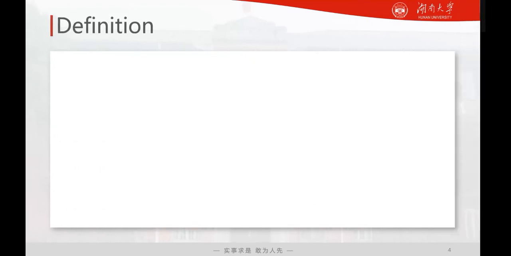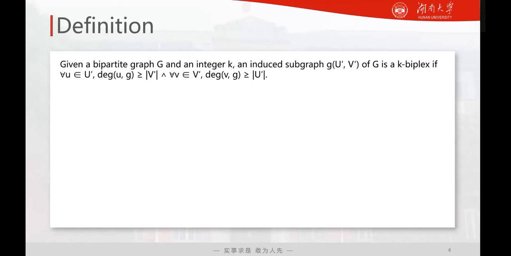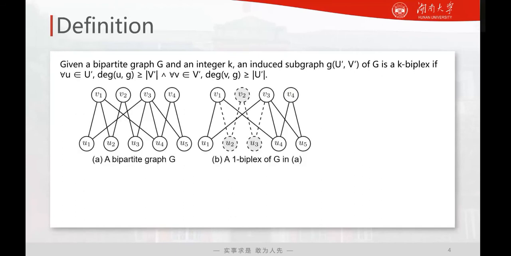Now we give a formal definition of k-biplex. Generally speaking, in a k-biplex, each vertex can lose up to k connections compared with a biclique. For example, the number of vertices in the U and V sets of the graph shown in Figure B is 3. Let k equal 1, then it is a 1-biplex of the graph shown in A, because each vertex connects to at least two vertices on the other side.